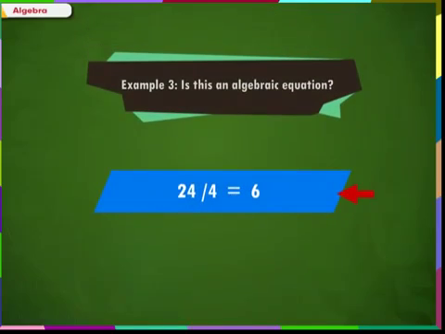Example 3. Is this an algebraic equation? 24 divided by 4 is equal to 6. No, this is not an algebraic equation as this doesn't contain a variable.